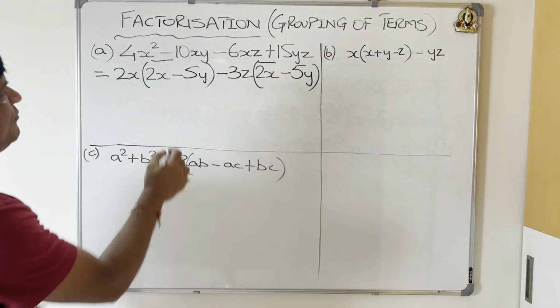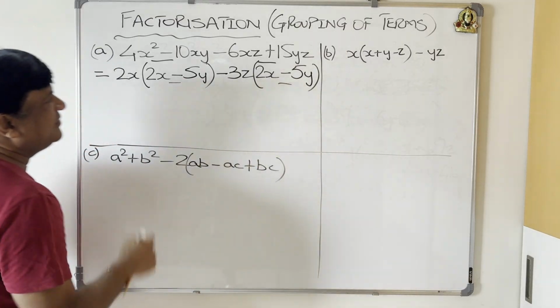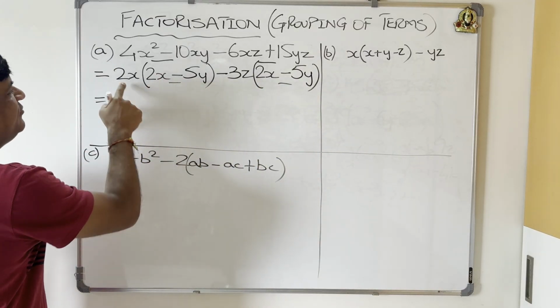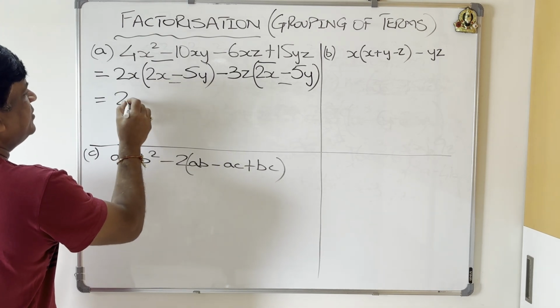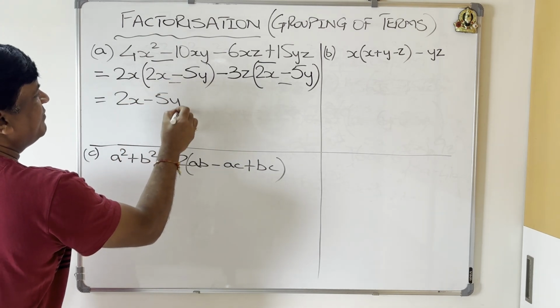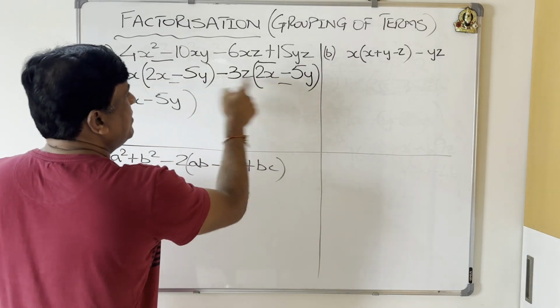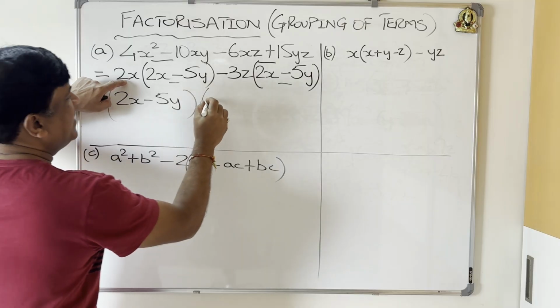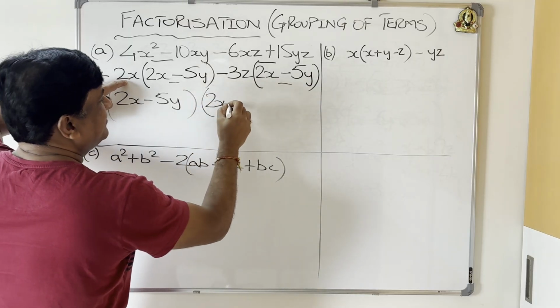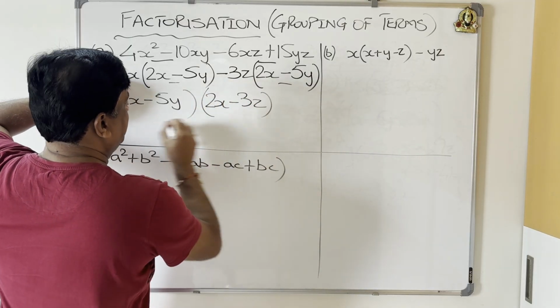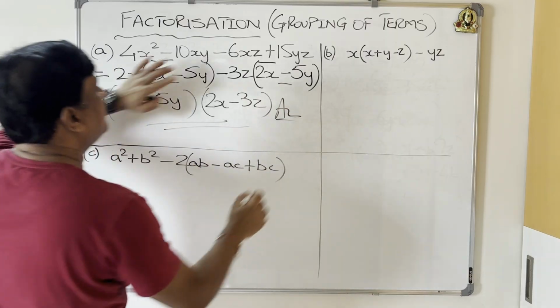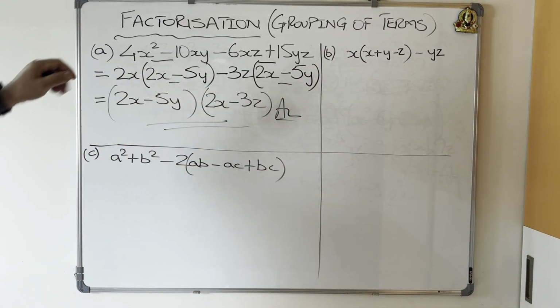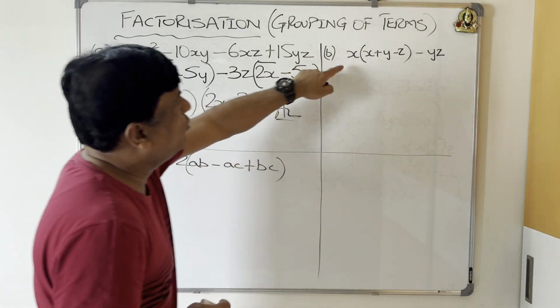Look at it. Now if you look at it, your common factors. So what are the 2 factors you have? This is your first factor, 2x minus 5y. Since it's common in both. And what is left over here? You are left with 2x minus 3z. That's your answer. Understood? This is how you need to do it whenever you get these kinds of problems. Now go to the next one.